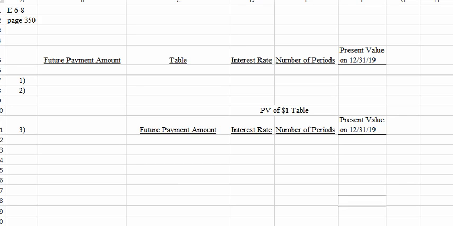Okay, you guys, we're now going to take a look at exercise 6-8 on page 350. Here we're calculating the present value of some annuities. And remember, annuities are just equal cash payments over time.